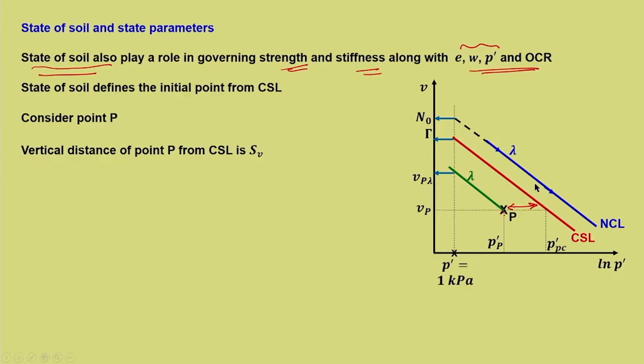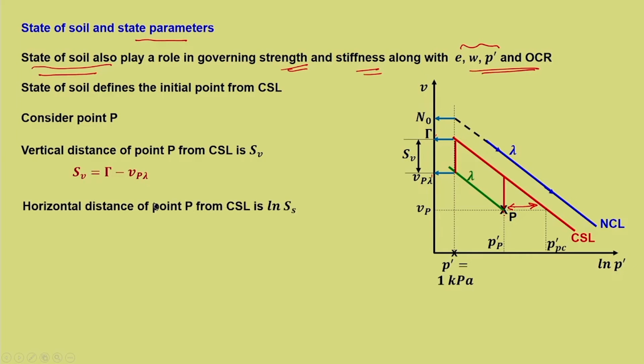So, that is why we are defining the vertical distance of point P from the critical state line. You can see this red line. Now, since these are parallel, this is also the same as this distance, and this particular distance is represented by Sv, which is the state parameter. So, that is what we are going to define. So, the vertical distance is Sv. Now, Sv can be written as gamma minus Vp minus lambda. What is gamma? This distance is gamma and this distance is Vp lambda. So, Sv from the geometry you can very well write gamma minus Vp lambda.